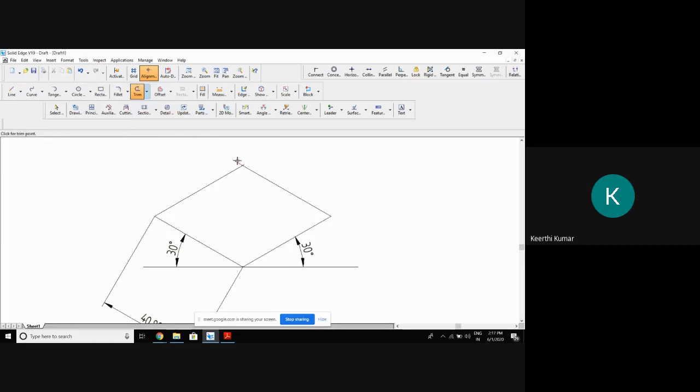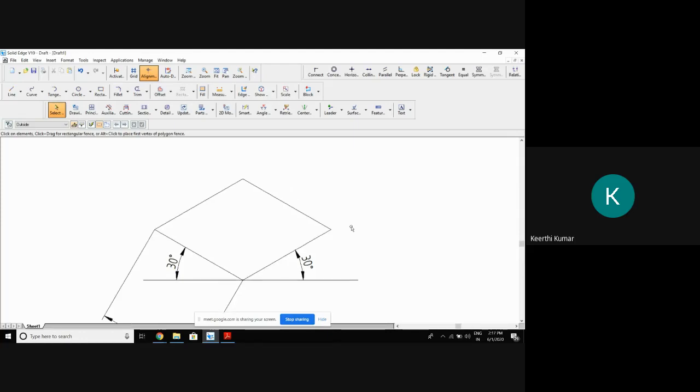Are you able to draw? Let me know. We'll go slowly, no issue. For the first problem, I'll take time and explain. 30 degree, 30 degree, 50 into 0.8164. Then a parallel line of the same length, and another parallel line of the same length. Try to complete, and please let me know if anyone has completed. Done?